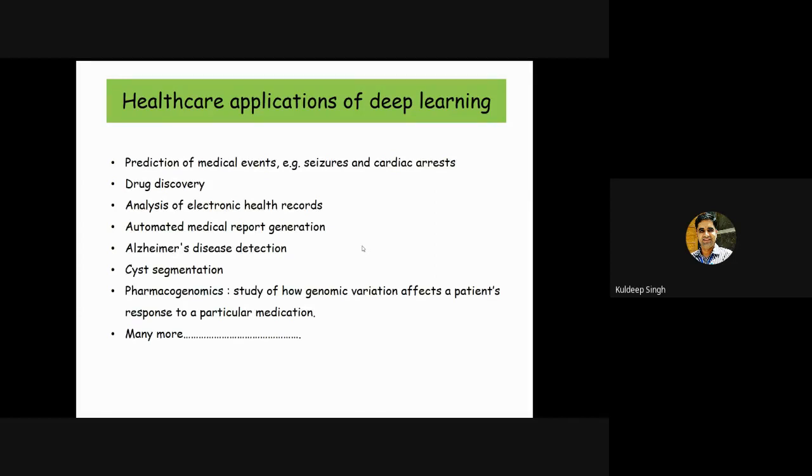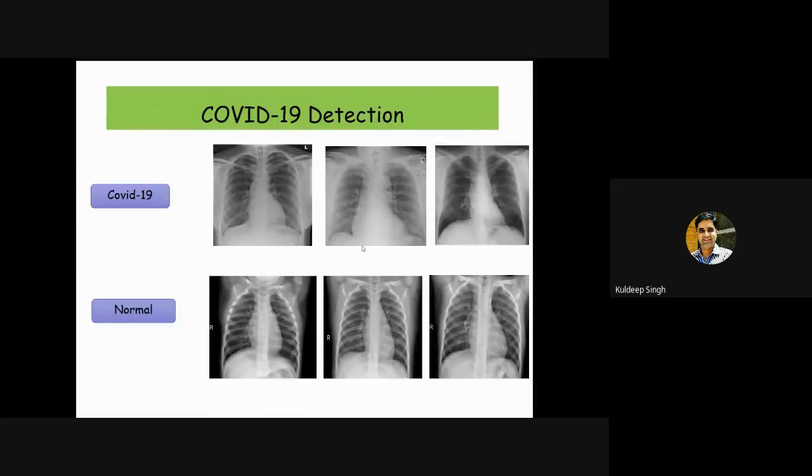Then Alzheimer's disease detection, Parkinson's disease detection, cyst segmentation, pharmacogenomics. This is the study of how genomic variation affects a patient's response to a particular medication. And the list is endless. Deep learning has been extensively used in the field of medical diagnosis, and there is a large volume of applications in the field of medicine.